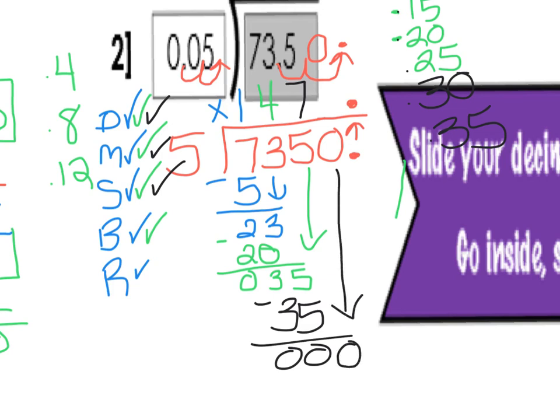So how many 5s are in 0? 0. Now, there's nothing else to divide into, so our final answer here is 1,470.